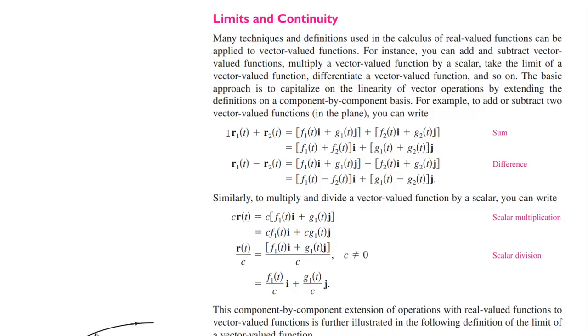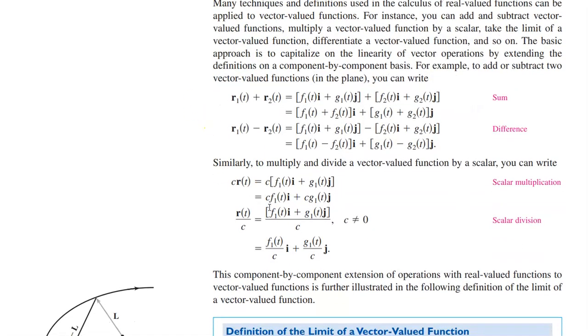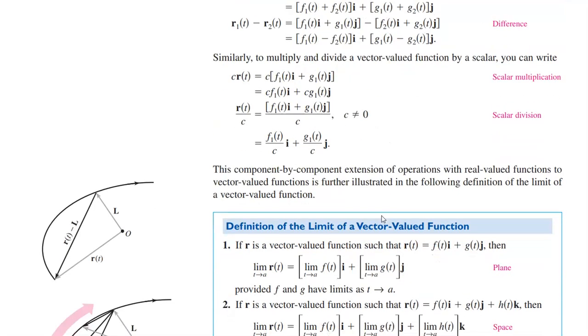Over here, r1 of t plus r2 of t, you can break it up by components, add the components of each of them, just like you'd add vectors, really, right? Instead of adding vectors, you're adding vector valued functions, but it's the same thing. You just do it component wise. Same thing with subtraction. Multiplication, you're multiplying it by a scalar, so you just do c f of 1, c g of 1. Dividing, same thing, same constraint, c cannot equal 0, right? Nothing has changed over there fundamentally.